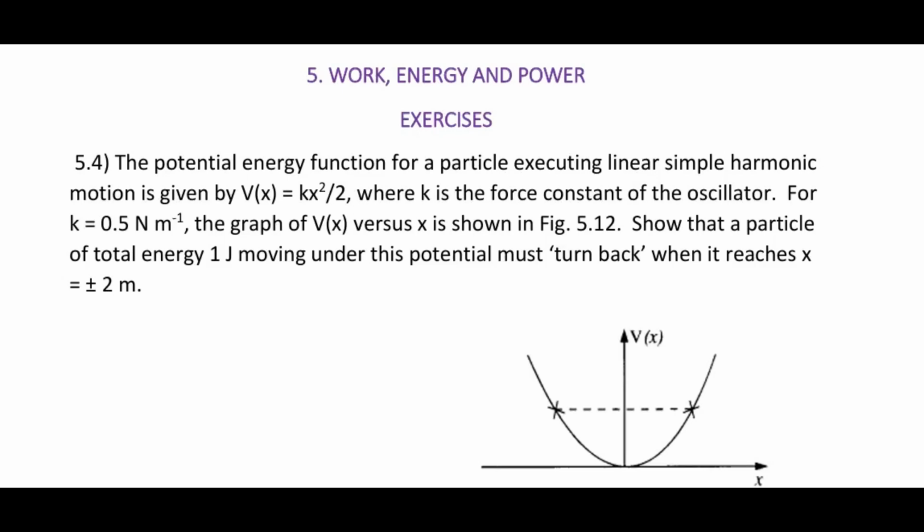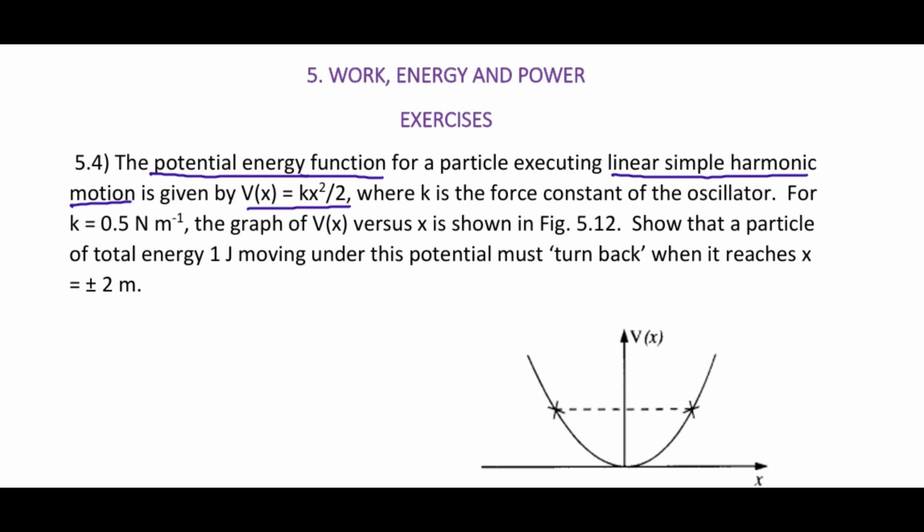Hello students, in this video we are going to discuss 5.4 from work, energy and power. The potential energy function for a particle executing linear simple harmonic motion is given by V of x is equal to kx square by 2, where k is the force constant of the oscillator.